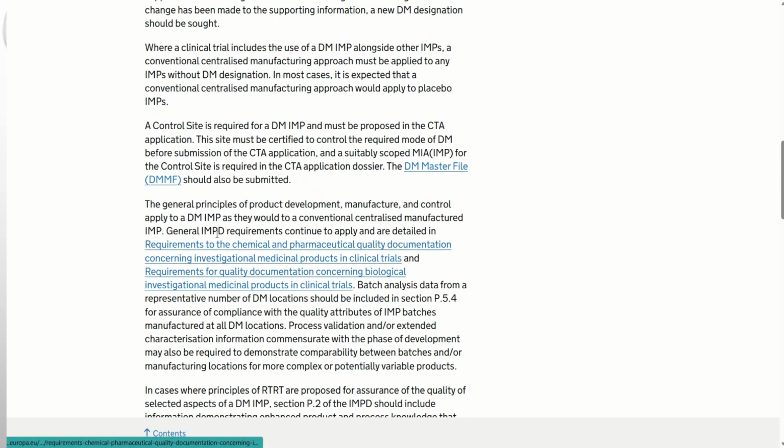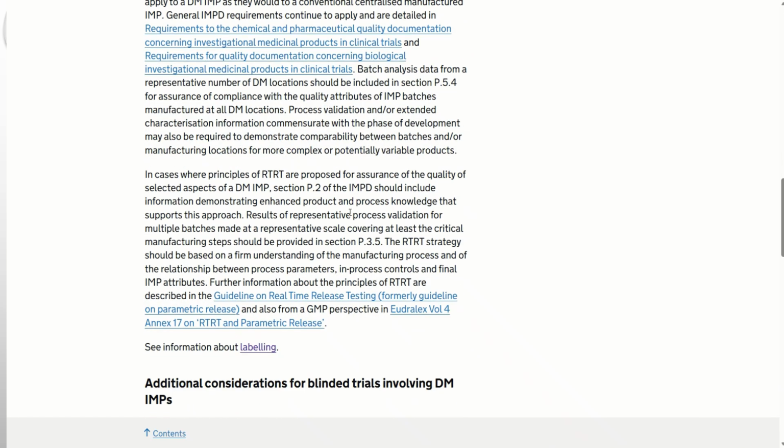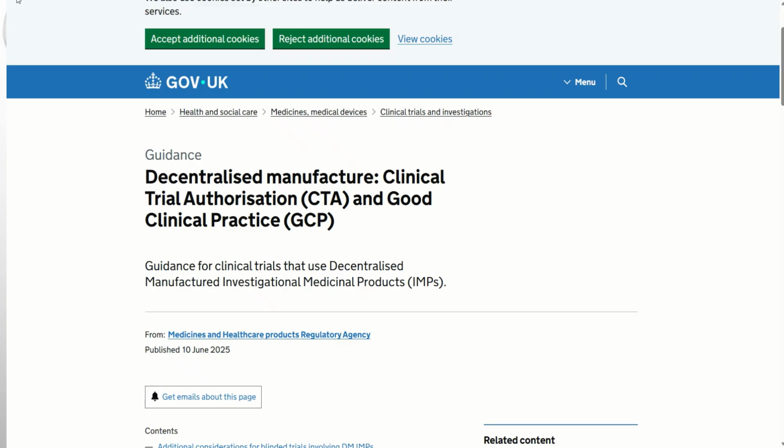So the IMPD information requirements continue to apply. Just because you've given the master file, it doesn't mean that you're no longer required to provide the IMPD. It still continues to be required. Batch analysis from representative numbers of DM locations should be included in P54, which is the batch analysis section for assurance compliance. And again, real-time release testing.